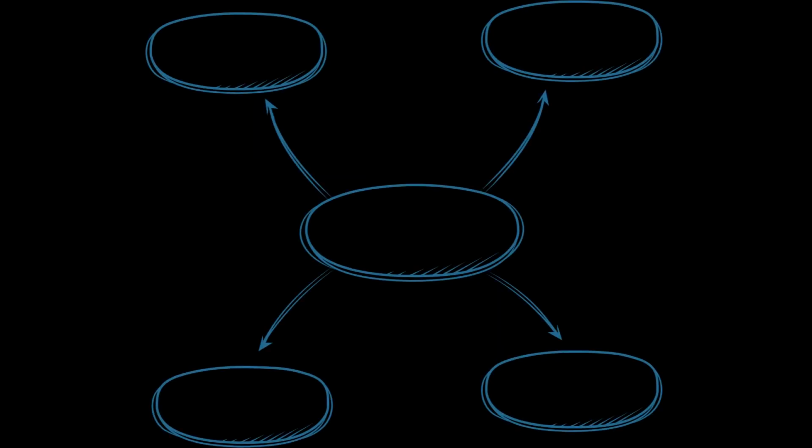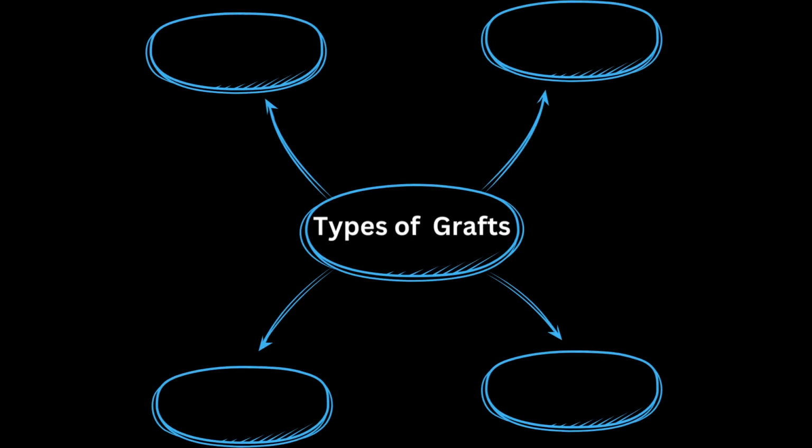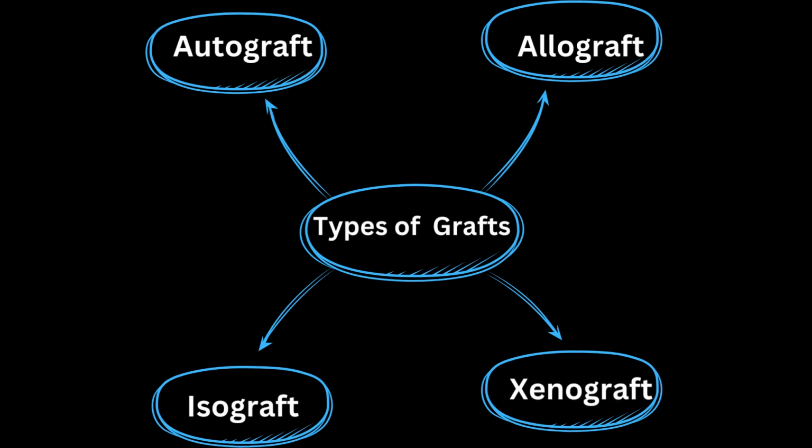Hello everybody. In this video we are going to discuss the different types of grafts. There are a total of 4 types of grafts that are possible: autografts, allografts, isografts and xenografts.